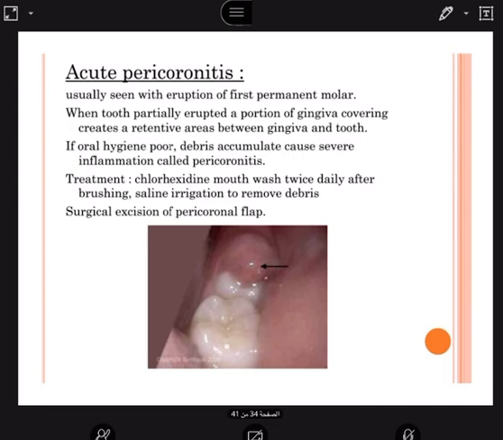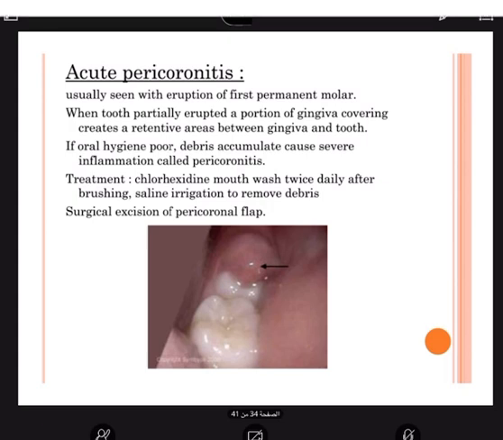Before going to this slide, till now, any doubts, guys? Anything which you want to ask me, or is everything clear? All clear, doctor. Thank you. Okay, fine.